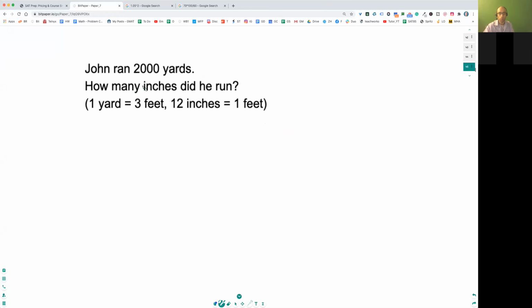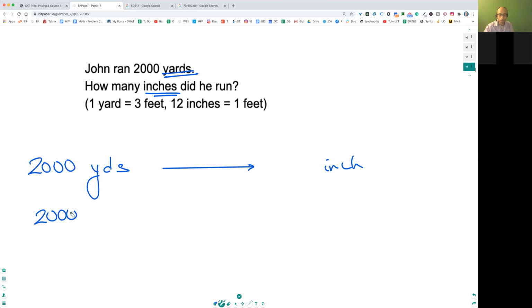Okay, so you've got yards, right? So you want to convert. So read the problem carefully and think about it, but it's going to be right over here like this. 2,000 yards, right, has to be converted to inches. Okay, 2,000 yards is to be converted to inches. So what are you going to do? You're going to write down 2,000 yards, right? Then you put a line at the bottom and you do 1, okay?